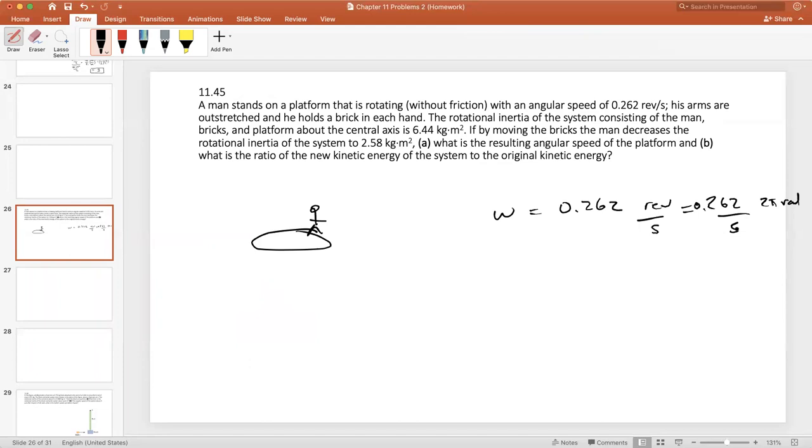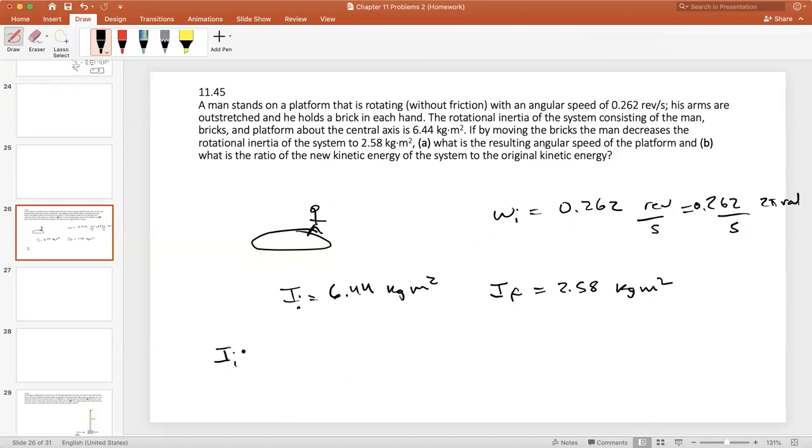The rotational inertia of the whole thing, man, bricks, platform, is initially 6.44 kilograms meters squared. And if by moving the bricks, he decreases the rotational inertia, so this is I initial, I final, to 2.58 kilograms meters squared. Okay, we want to know what's the resulting angular speed of the platform. And then what is the ratio of the new kinetic energy to the old kinetic energy?